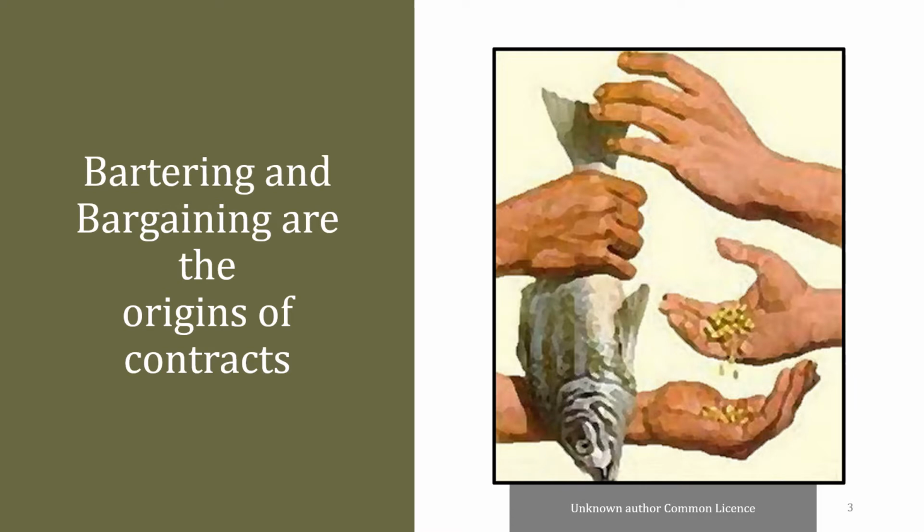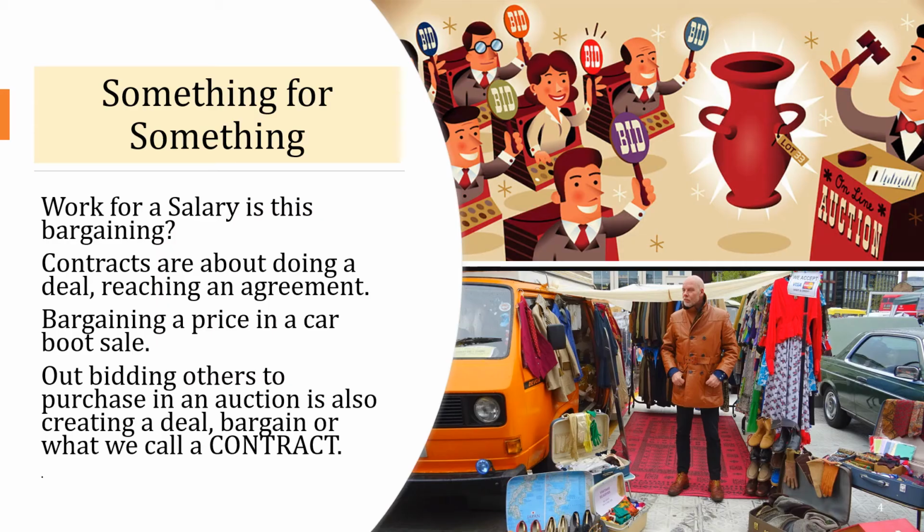Bartering and bargaining are the origins of contracts. I will give you some fish if you will give me some wheat, because I've got lots of fish, but I don't have bread and I need wheat to make my bread. And the other person says, I've got lots of bread, but I don't have much protein. Can I have your fish for some of my crop of wheat? You see how it's done. Each party needs something. The key issue is something for something.